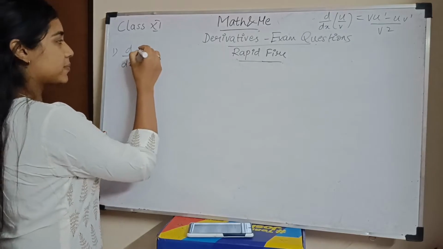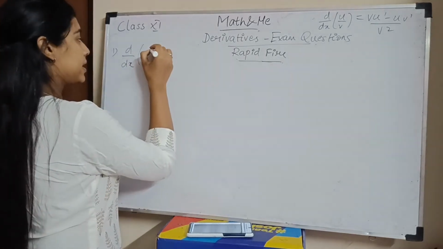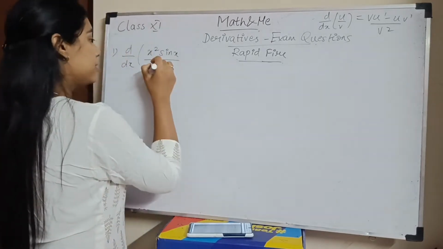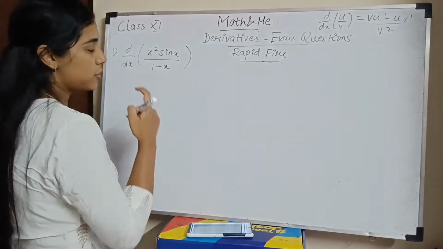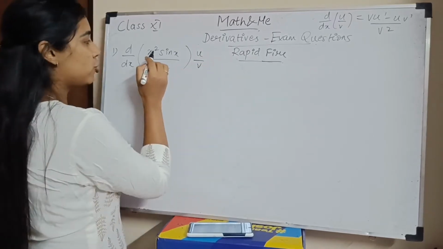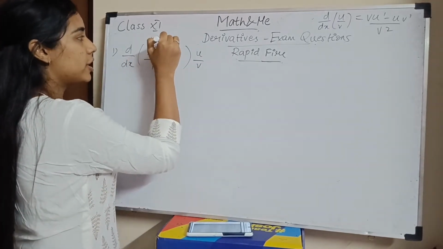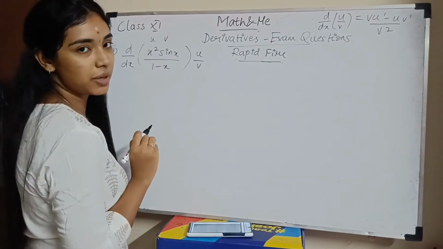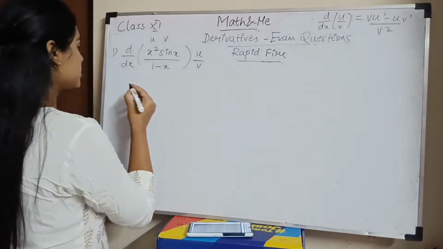d by dx of x square sin x divided by 1 minus x. So what do you see? You have a u by v, but in the numerator you also have u times v, correct? So it is a combination of both division and multiplication. So let's see how this goes.